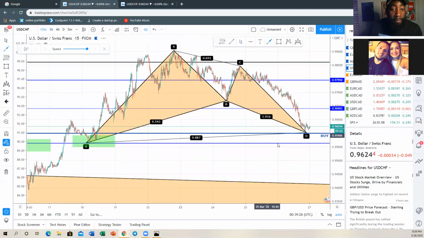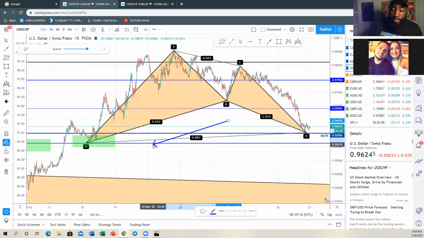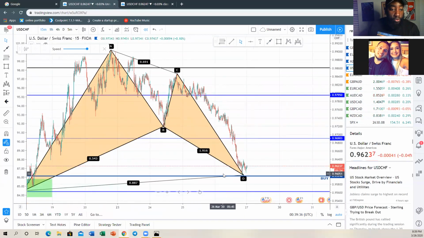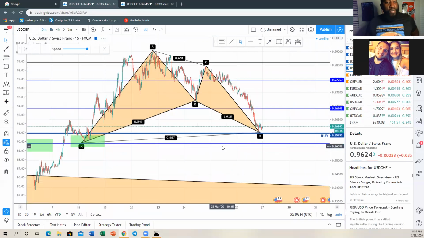It was right here. It was a bat. My bat on the Gartley. And price was right at 886. So it's still good. It's still good for a buy. Yeah, there you go. Still good for a buy.